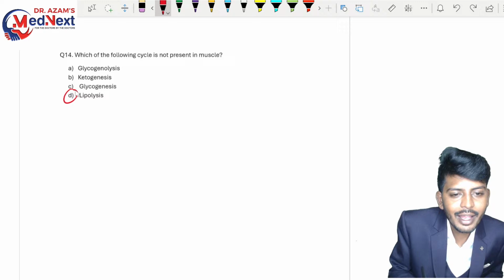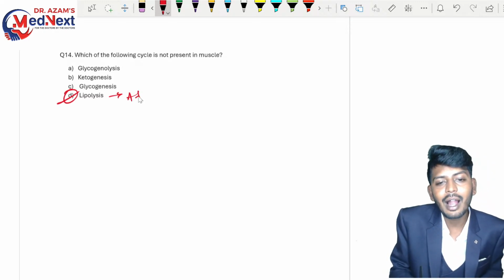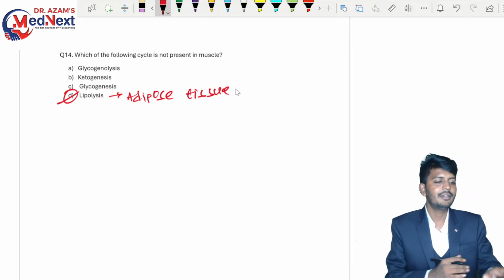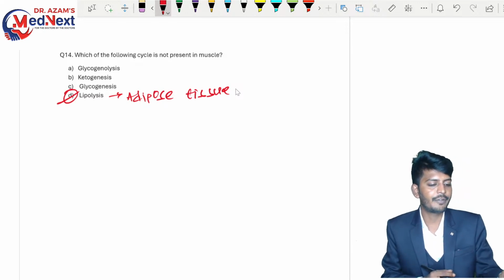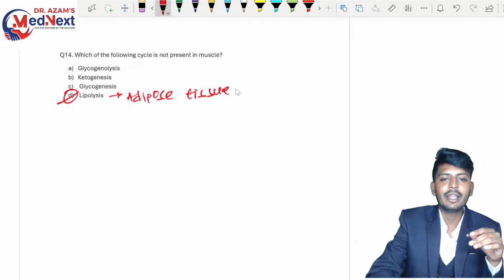Look carefully here: where does lipolysis occur? Lipolysis occurs in the adipose tissue. Straight answer, where? Adipose tissue. Answer is D. This is your 14th question. Okay, hope everybody is clear so far.